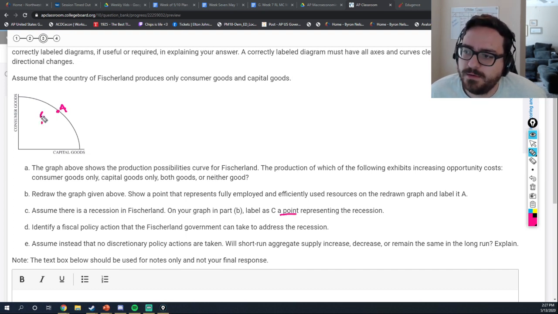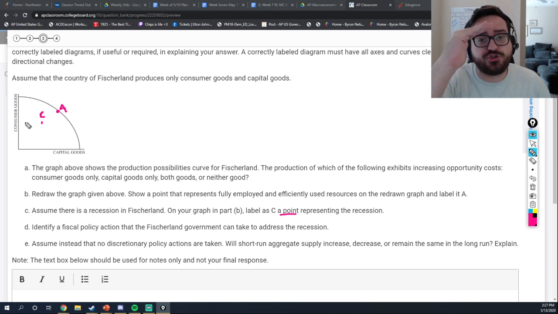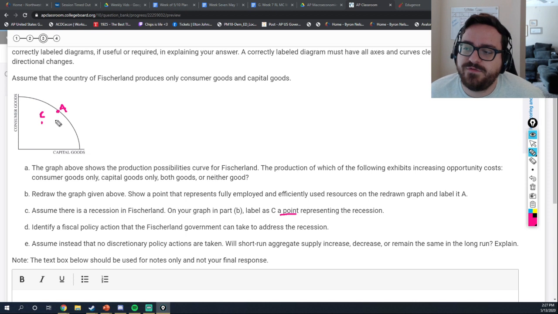Okay. A point inside the curve would be a recession because recessions are periods of time with high unemployment, and unemployment is inside this curve. You do not shrink the curve, because if you were to shrink the curve, that would mean that your maximum production is less, which is not true in a recession. In a recession, I still have this maximum. I'm just producing under my maximum.